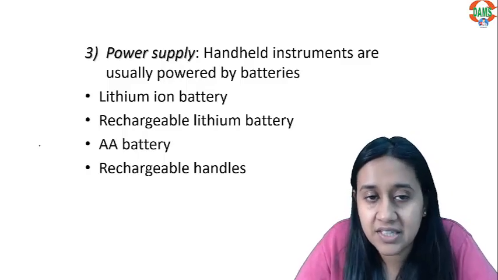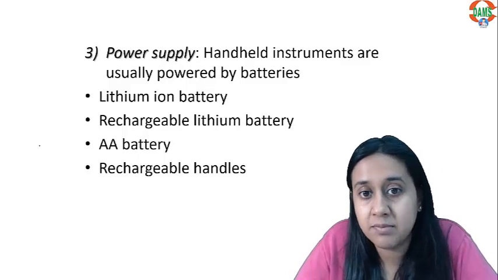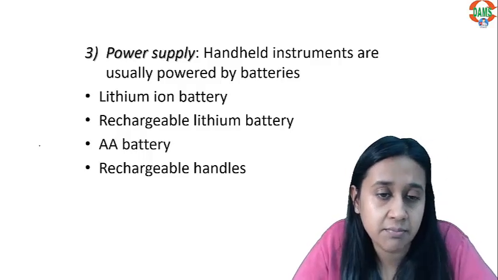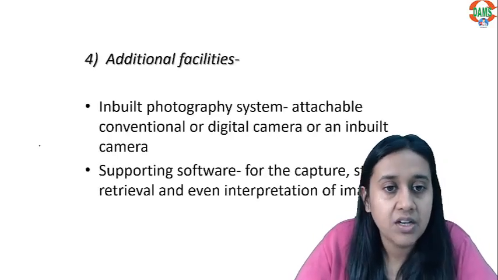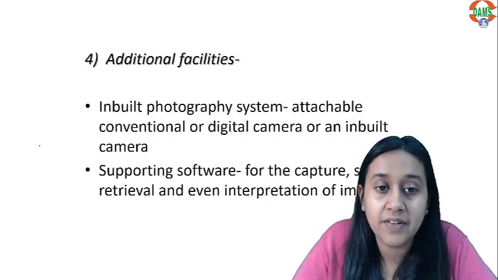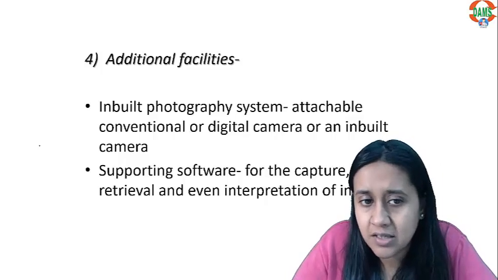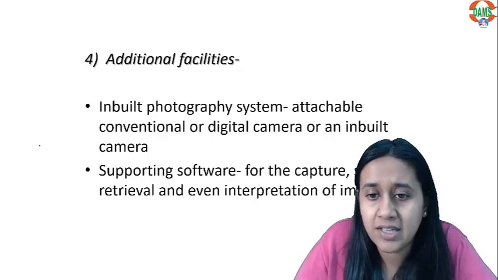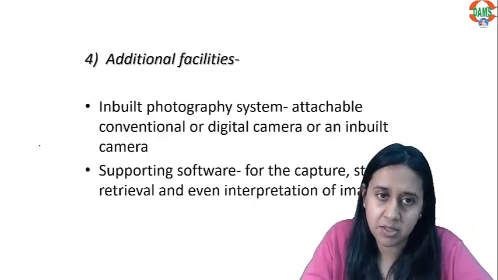The third thing which we get in a dermascope is a power supply. The handheld instruments are usually powered by batteries. You can have lithium ion batteries, rechargeable lithium batteries, AA batteries, and rechargeable handles. What are the additional facilities? Sometimes in a few dermascopes you have an inbuilt photography system. It is attachable to conventional or digital cameras, or sometimes they can have inbuilt cameras also. You have supporting software for the capture, storage, retrieval, and even interpretation of the images.